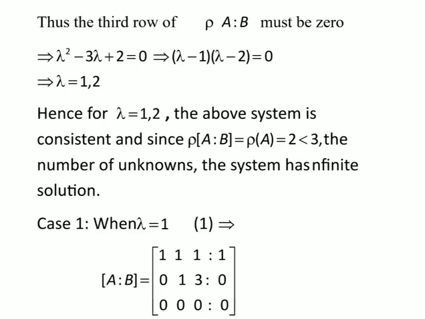A colon B is equal to this, with a 0. Rank of A colon B is 2. Therefore, the third element, the last element of this A colon B, must be 0. That is, lambda square minus 3 lambda plus 2 is equal to 0.